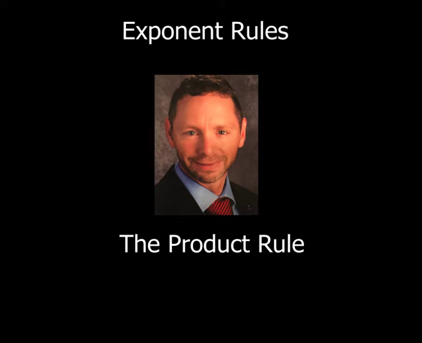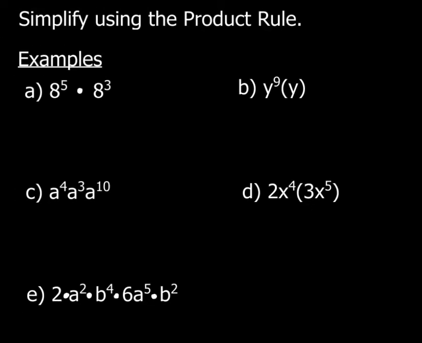In this video, we're going to take a look at the exponent rule called the product rule. Just as the name implies, product rule means you're going to be multiplying things together, and those things are going to have the same base. When you take a look at this number here, 8 is your base, and the 5 is your exponent. On the next term, I've got an 8 again, and your base is 8, but your exponent is 3. So you have two exponents, one is a 5, one is a 3, and the bases are the same.